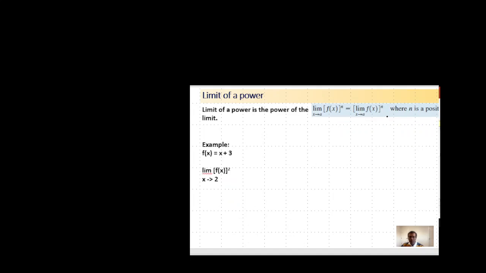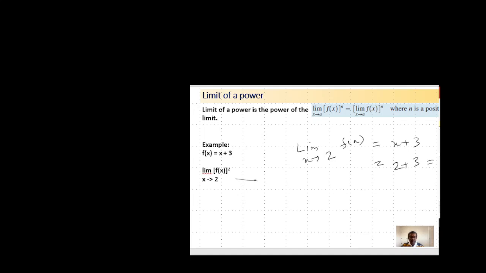Let's look at another law, the limit of a power. If we need to find the limit of a power, then that is the same as finding the limit of the function and then raising it to the same power. Let's take an example. This is x plus 3. So the limit as x approaches 2 of f(x), which is equal to x plus 3, will be 2 plus 3, 5.